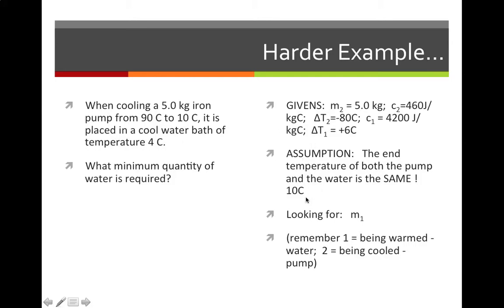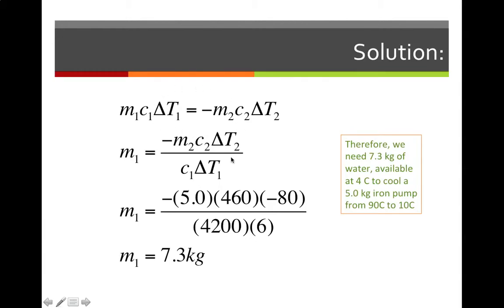I want them both to end up at 10 degrees, so I have to solve for the mass of the water. This is a pretty big process, and you'll have to do it a couple of times. This is a big, ugly calculation, but it comes down to this, okay? You substitute in the C for the pump, the mass of the pump, and the change in temperature of the pump. Notice this is negative, and this is negative up here, so the negatives cancel. If you ever get a negative mass, just change it to positive. You probably just messed up somewhere in there.